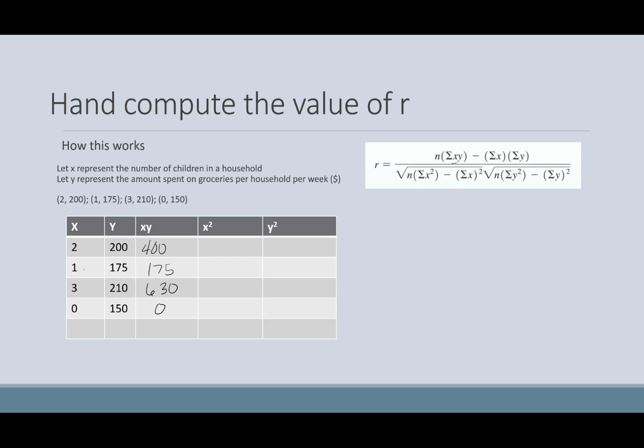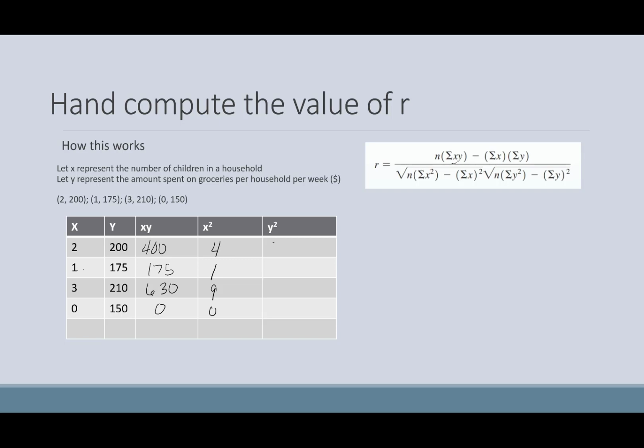Okay, my next column is x squared column. So I'm going to take each of my x values and I'm just going to square them. So I would have 4, 1, 9, and 0. And then my last column here says I need my y squared values. So I'm going to take all my y values and I'm going to square them and put those in here.